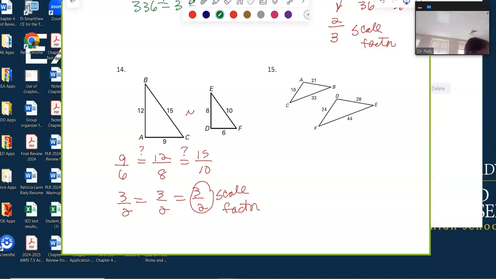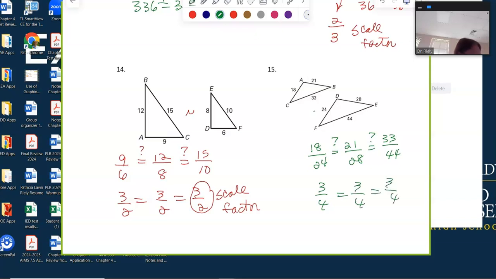Okay, this last one is also all sides. You've got to check all 3 proportions for possible matching. So small over small, does that equal medium over medium? And does that equal large over large? Well, looking at these, I can reduce all of them to 3/4. That's my scale factor, and these guys are similar. Notice I'm circling the scale factor.